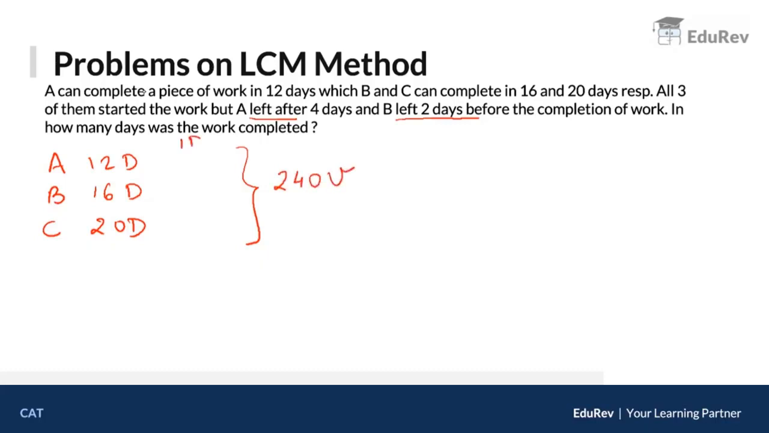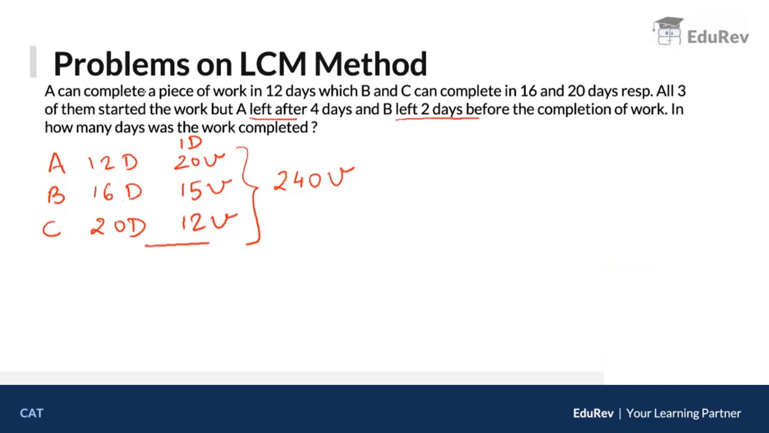Now let's talk about one day. A takes 12 days to do 240 units. So how much will he do in 1 day? 240 upon 12, which is 20 units. B takes 16 days to do 240. So in 1 day B will do 15 units, since 16 fives are 80. C takes 20 days to do 240 units. So in 1 day C will do 12 units. Okay, 12 twenties are 240.